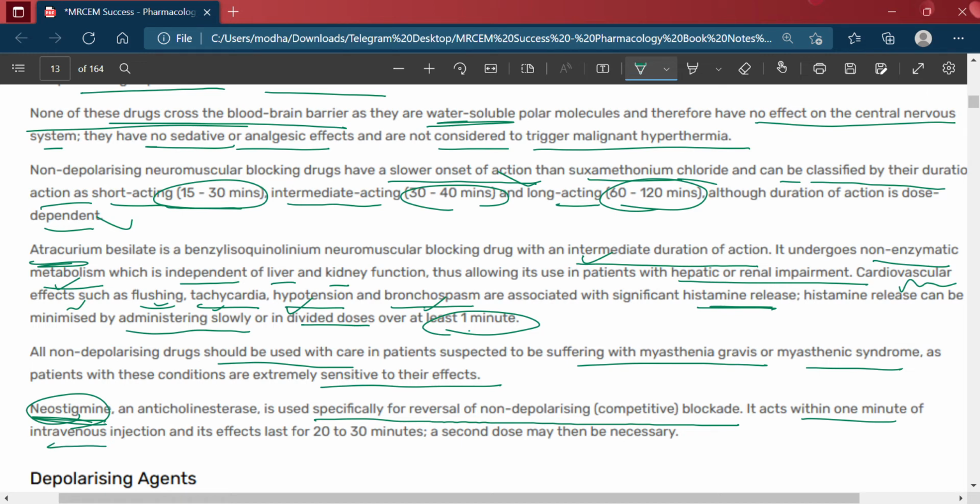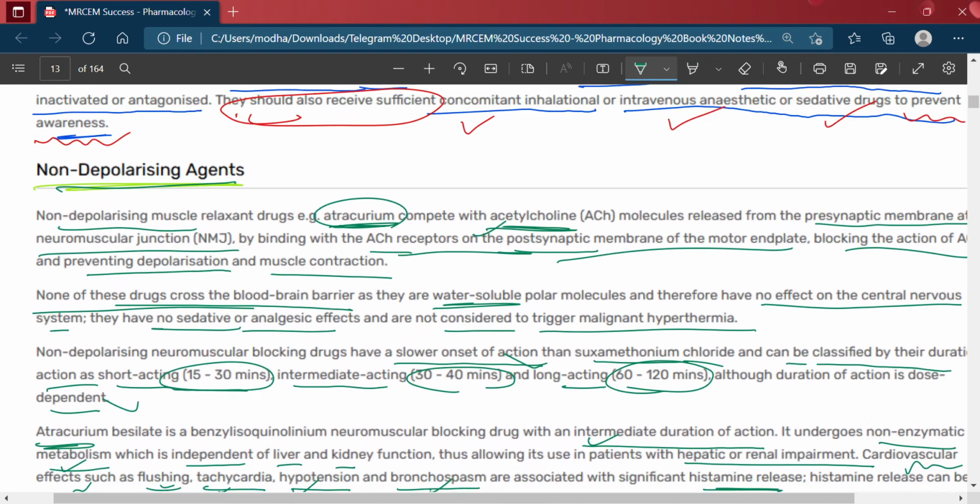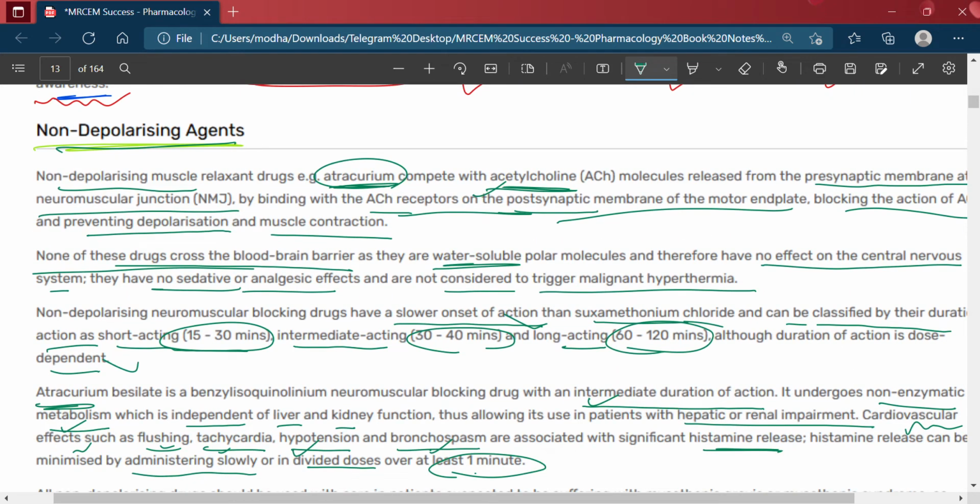It is used specifically for the reversal of non-depolarizing competitive blockage, so it is the antagonist of these non-depolarizing agents. It acts within 1 minute of IV injection, and its effect lasts for 20 to 30 minutes. A second dose may then be necessary. So we have seen here the non-depolarizing agents.